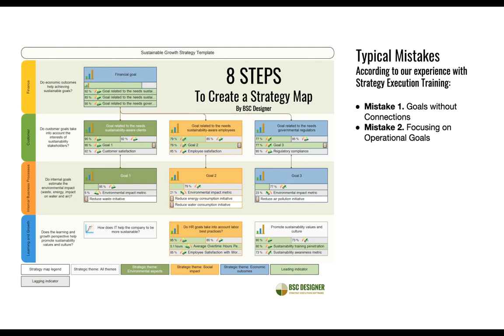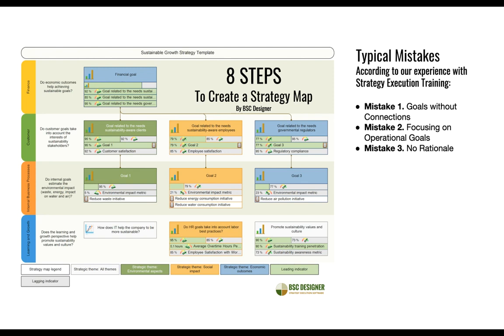And that's a sign of a bad strategy map design when you mix strategic and operational goals. Again, in the description, I will share the link to the article where we explain the difference between two types of goals. Mistake 3, no rationale.